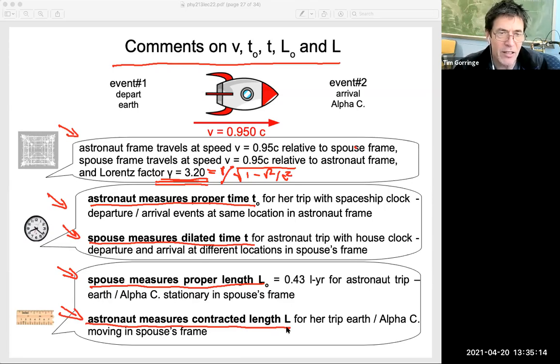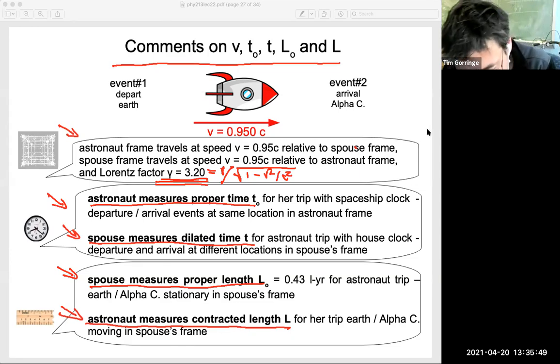I'm at rest in the Earth-Alpha Centauri reference frame. And so I'm going to measure the proper length between those two places, the proper distance between those two places. The astronaut spouse is moving with respect to the Earth and Alpha Centauri, has to be to make the trip. And so they're going to see the contracted length. So the earthling is measuring the proper length, and the astronaut is measuring the contracted length.